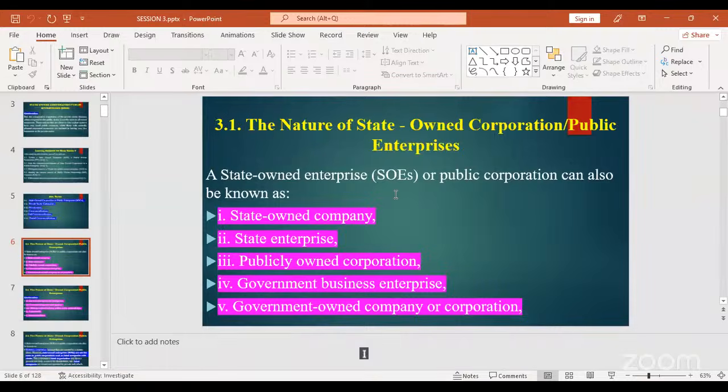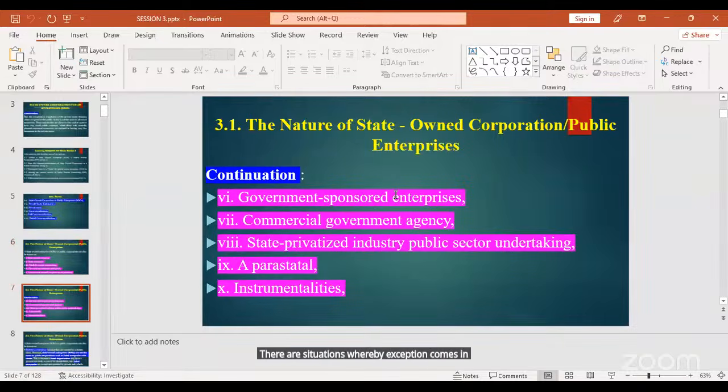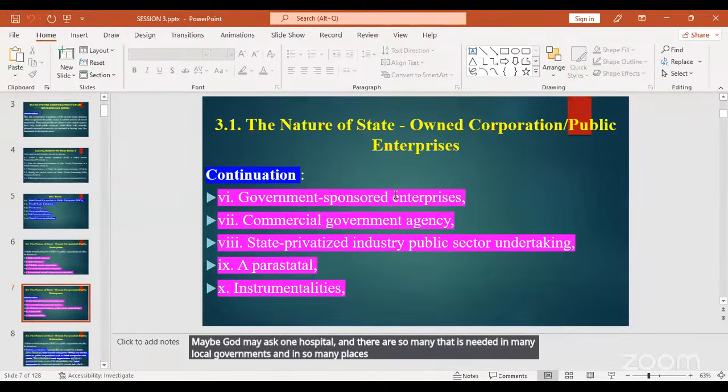I've analyzed all those things to you now. Now, why do we say government comes into all these businesses and it's not with the intention to make profit? There are situations whereby exceptions come in. Government needs money to do so many things. Government needs to expand. Maybe government has one hospital and so many are needed in many local governments and in so many places. Government needs money to do them.